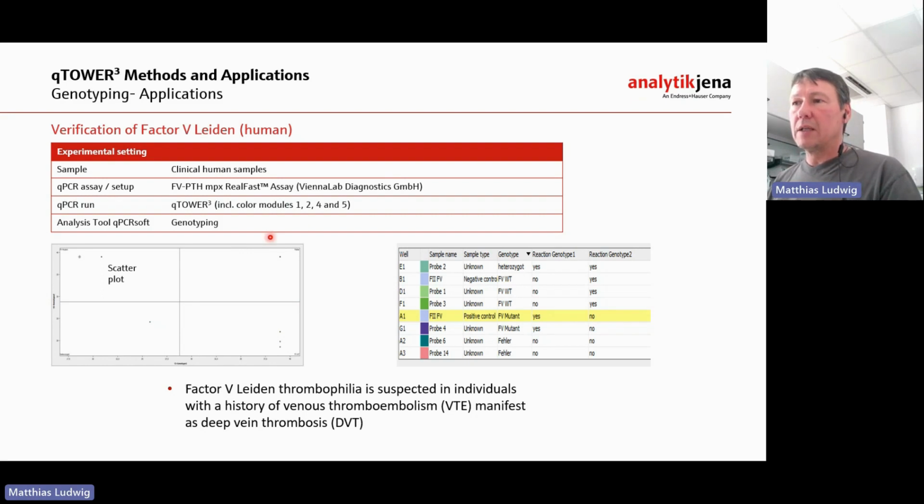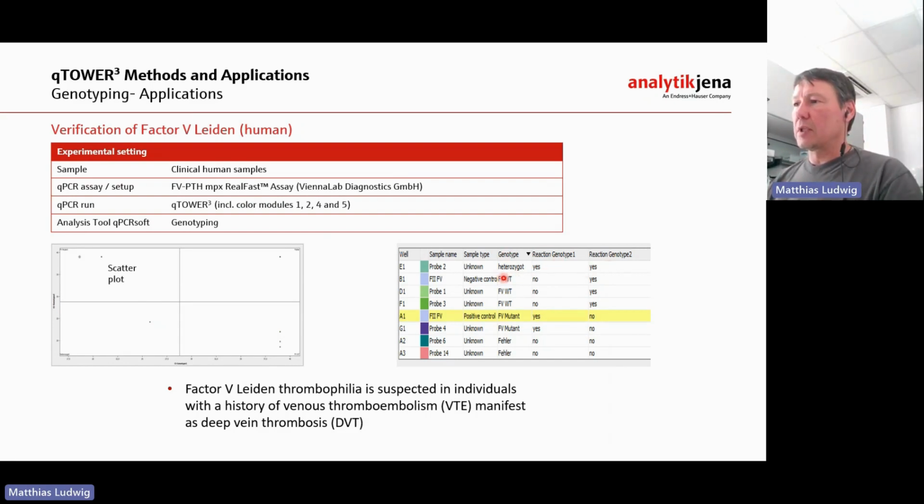Normally, only the NTC should give no signal. And here it's also possible to get the information in a chart. Then you also have the information about the different genotypes. Is there a CT value, yes or no, a statement? But in principle we also show the CT values, and the software calculates for you based on the results.